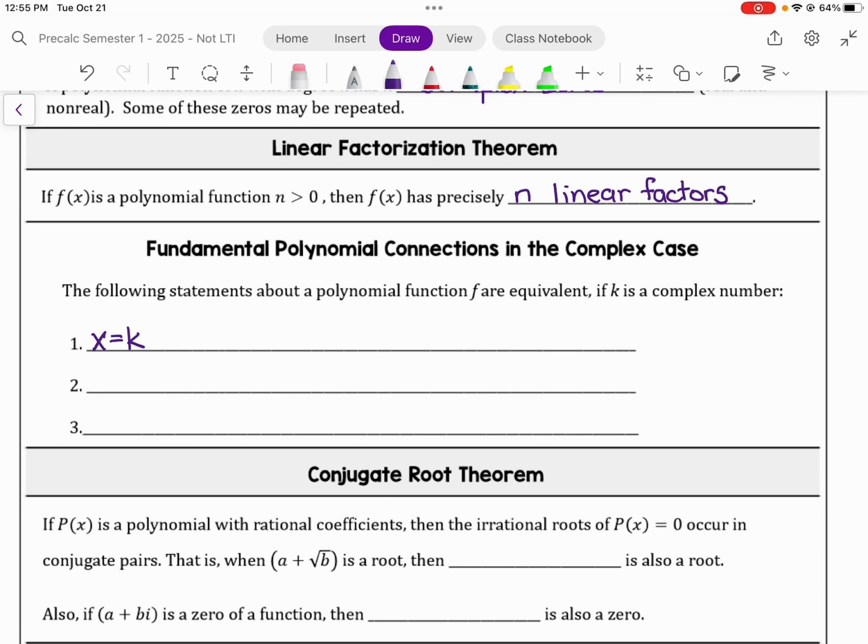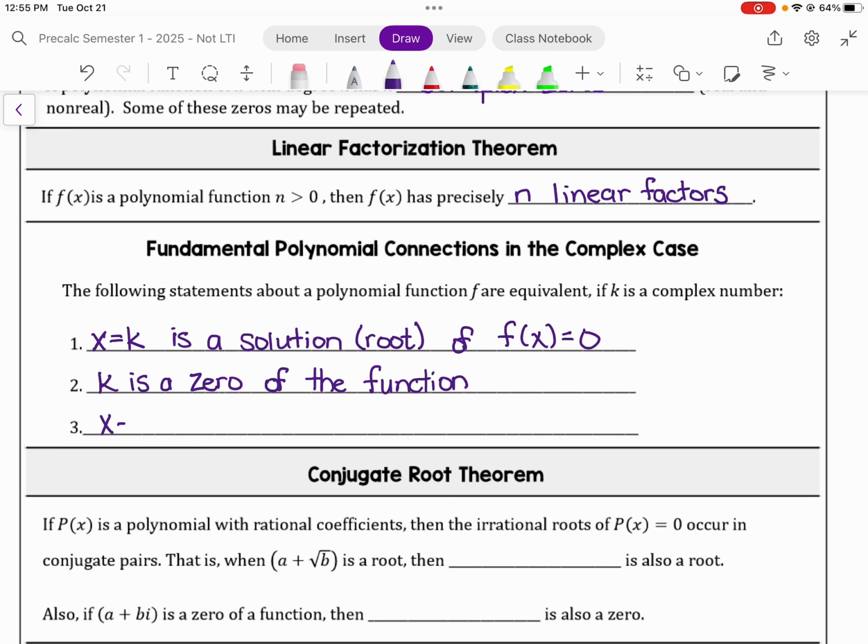x equals k is a solution or a root of f of x equals 0. Remember, there are 4 different words that mean the same thing. k is a zero of the function. And lastly, x minus k is a factor of f of x. Okay.